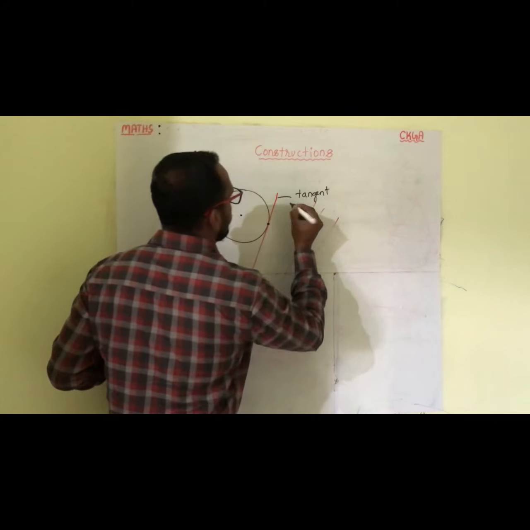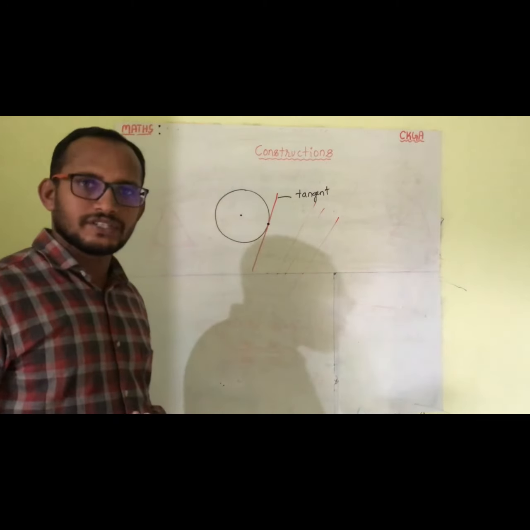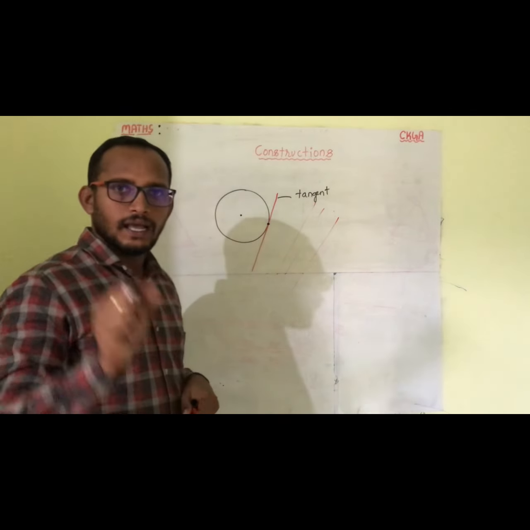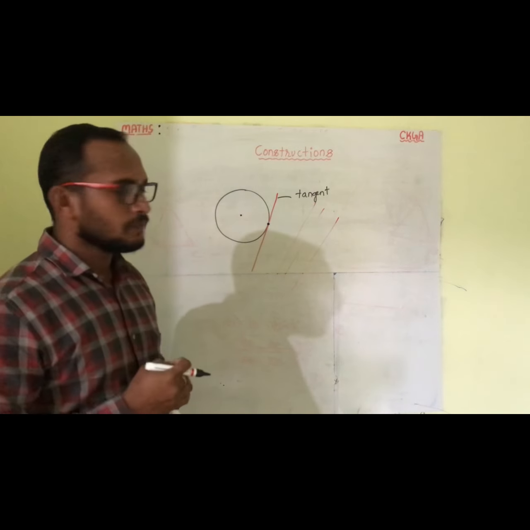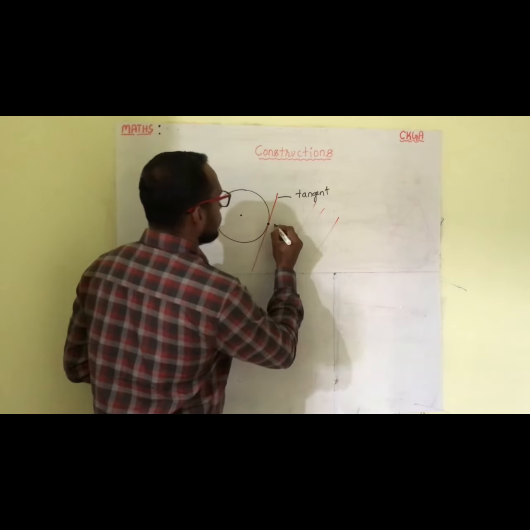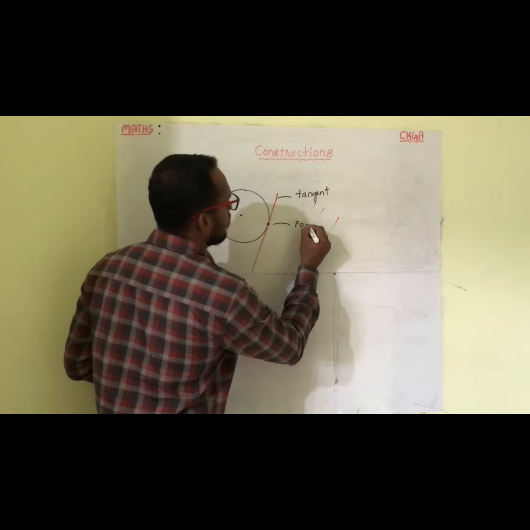So formally I will define what a tangent is. A tangent is a straight line which touches the circle at only one point. The point where the tangent touches the circle, we call the point of contact.